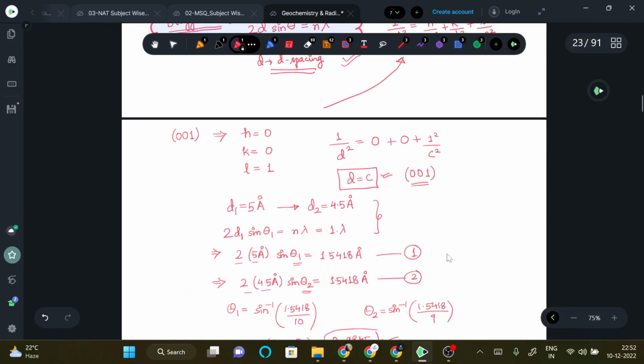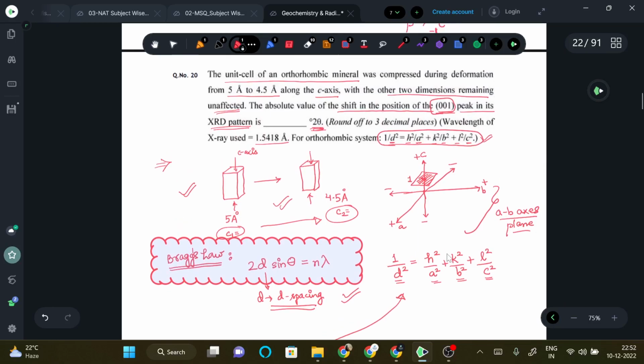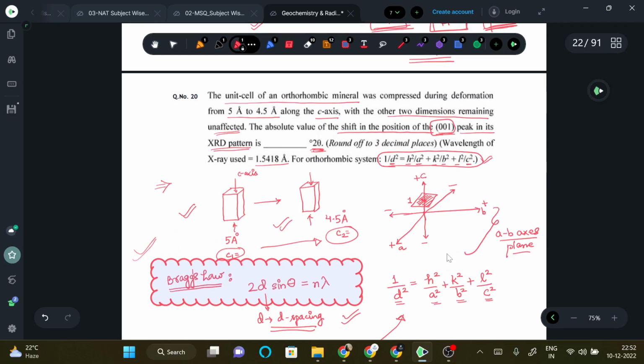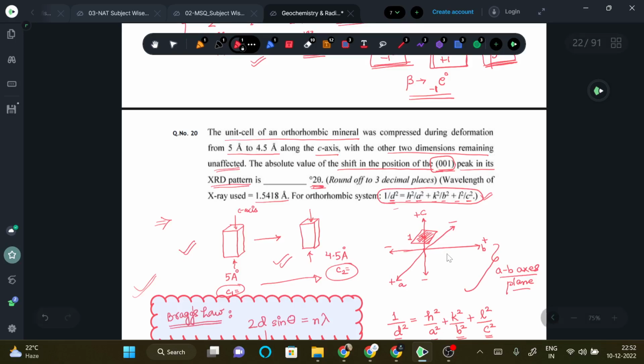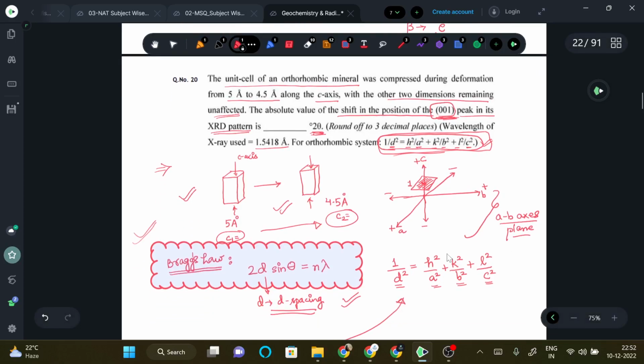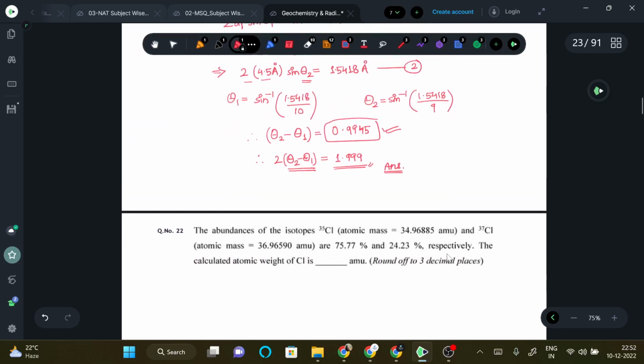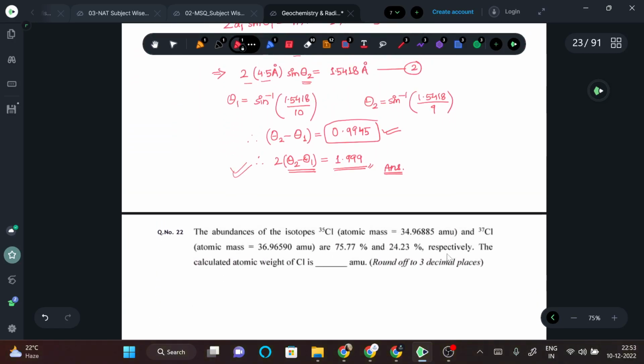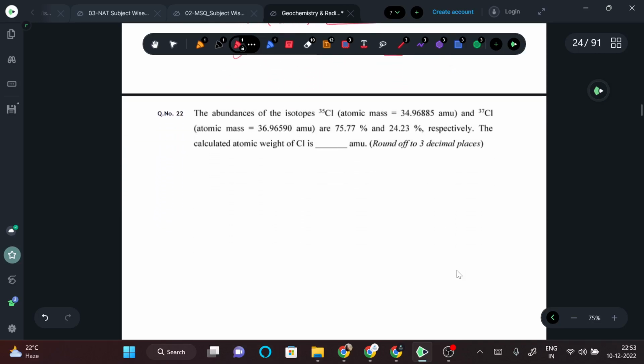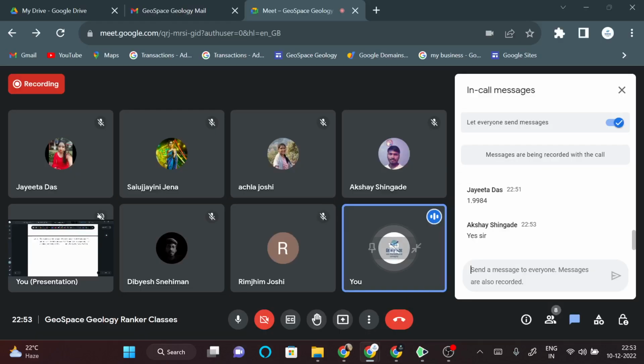Did you get this, everyone? How did we solve this? How did we use Bragg's law? This formula was given to us, and we used each of the values. For the 001 peak, we took the HKL Miller indices. Did everyone get this? Please let me know. It is asking for 2 theta, so we multiply by 2 towards the end. I hope that question was clear.